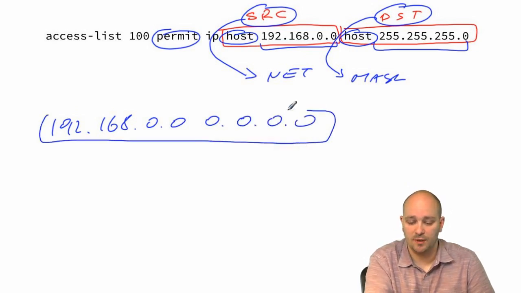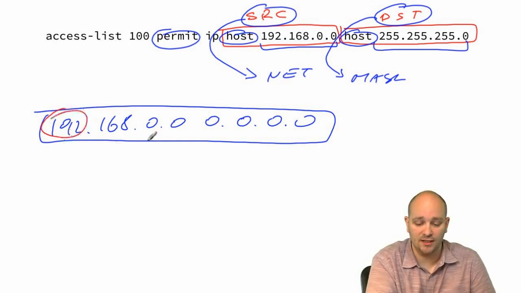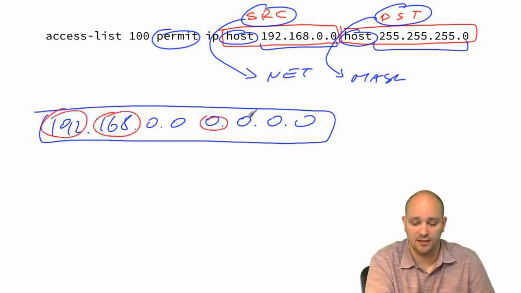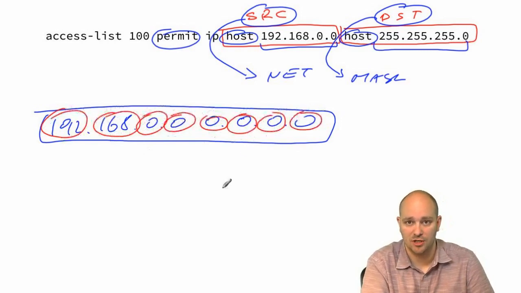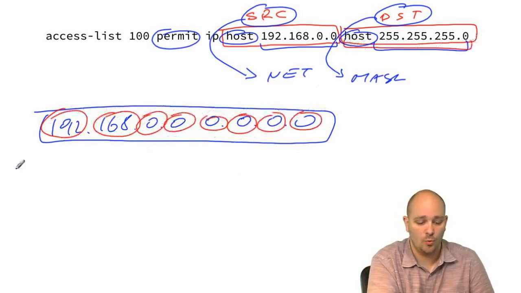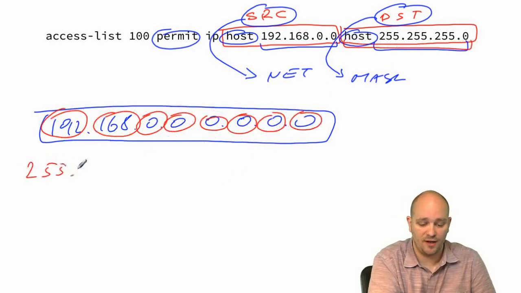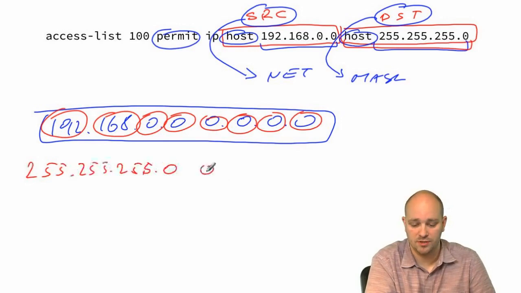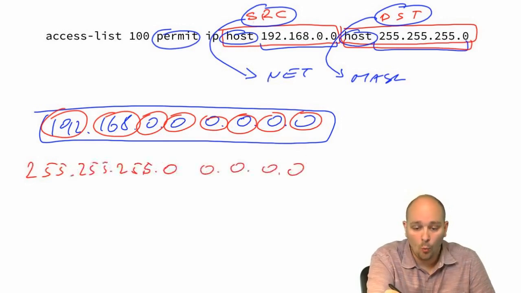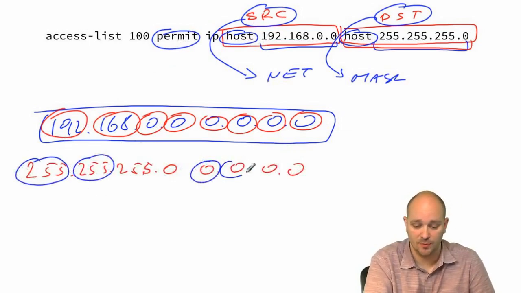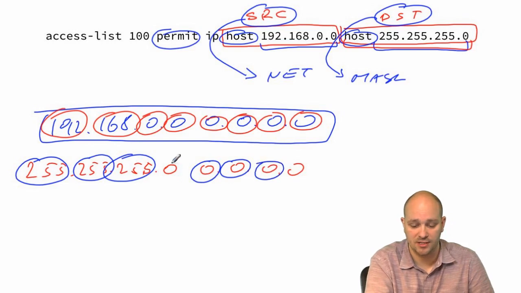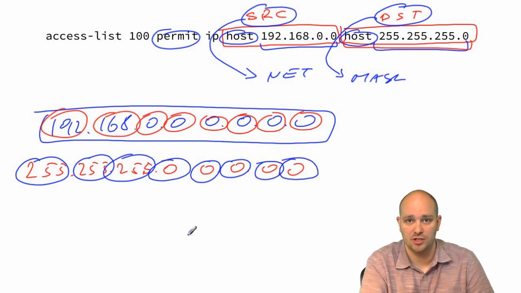Now this here simply means that this octet needs to match exactly, this octet needs to match exactly, this one needs to match exactly, and this one needs to match exactly. Same thing here when we write 255.255.255.0. What we are really saying is that this octet here needs to match exactly, this one here needs to match exactly, this one here needs to match exactly, and this one here needs to match exactly.